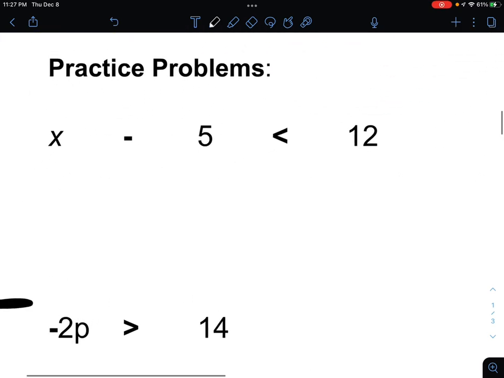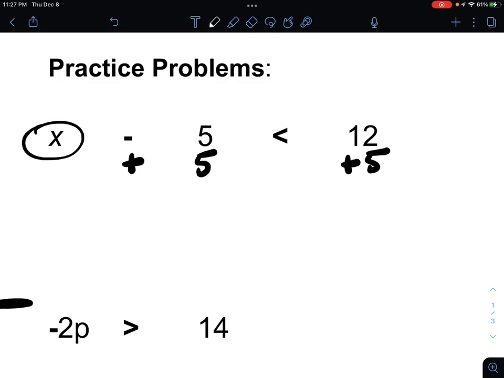x minus 5 is less than 12. We start solving this the same way we would a one-step equation. So I see a minus 5 here. Let's go ahead and add 5 to both sides. That's the inverse operation. We end up with x as our only thing left over. So I have x is less than 12 plus 5, which is 17.